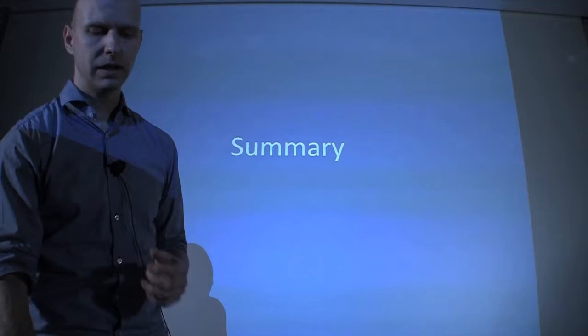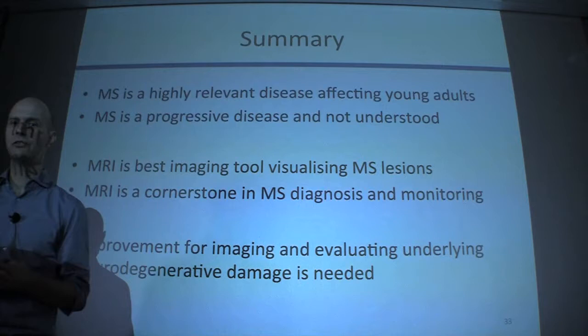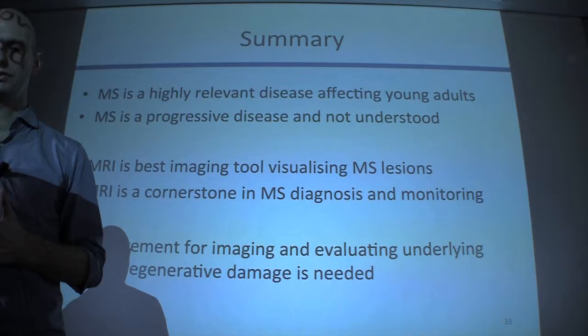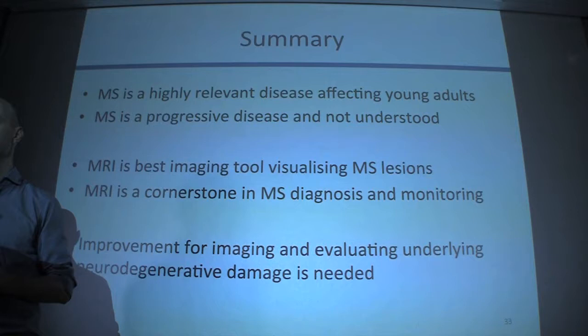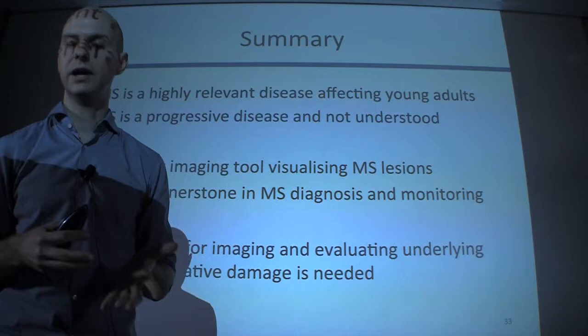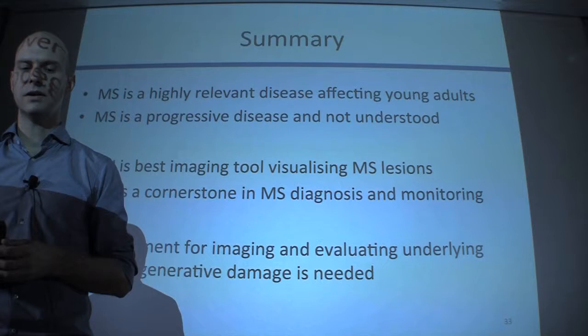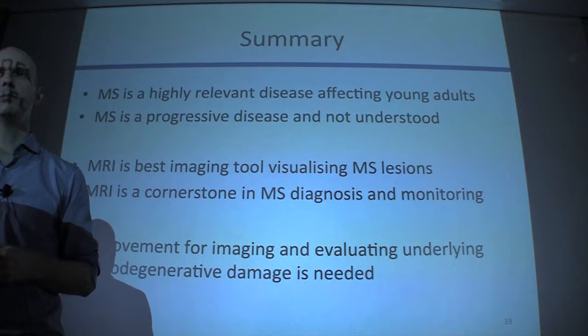Okay. So to give a short summary of what we learned: MS is a highly relevant disease, mainly affecting young adults. It's a progressive disease and not quite understood. MRI is our favorite tool to visualize our MS lesions, and it's an important cornerstone not only for the diagnosis but also for the monitoring of MS. And although we can image the MS lesions quite well, what we can't image quite well is the neurodegenerative aspect of MS.